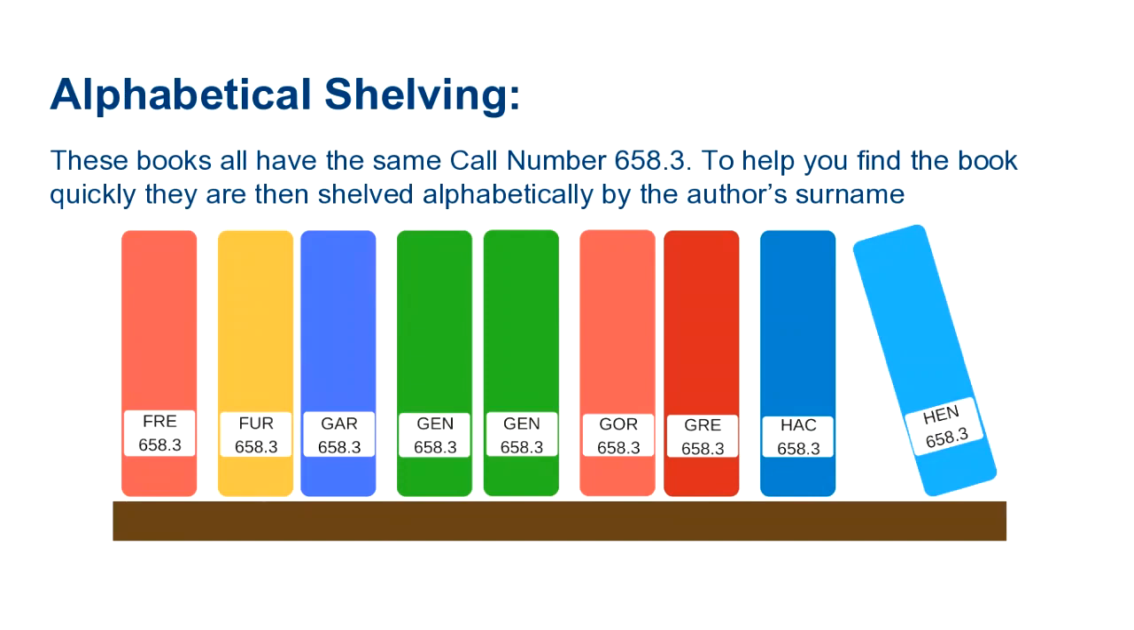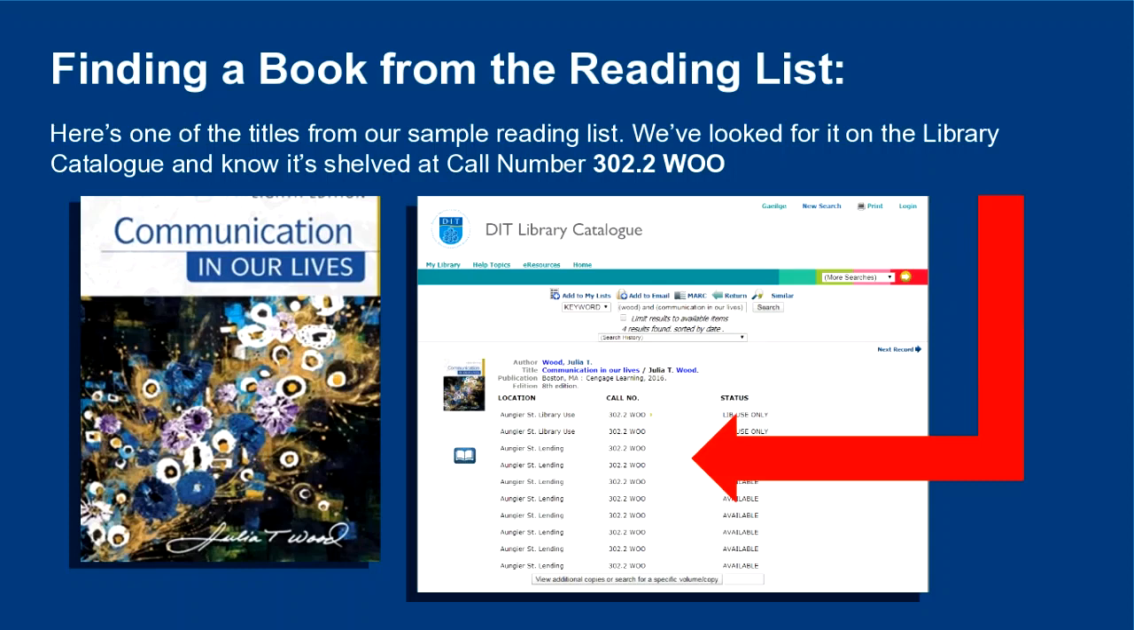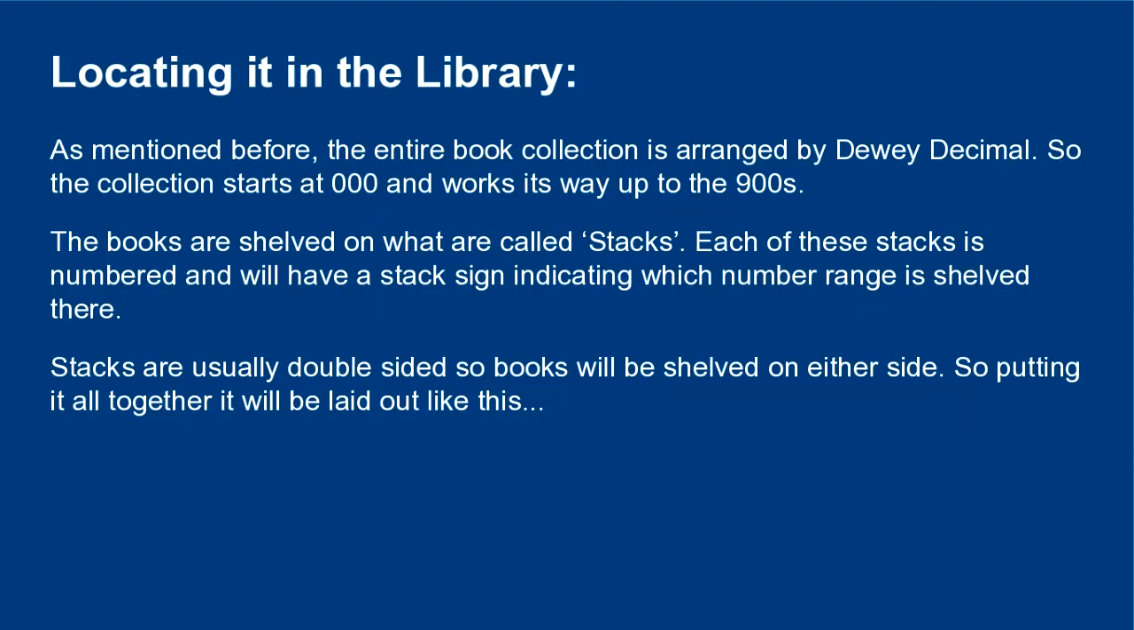To explain it a bit further, let's go back to one of our reading list examples. Here's one of the titles from our sample reading list. We looked for it on the Library Catalogue and know it's shelved at call number 302.2 WOO. So we need to make a note of that. Don't forget to make a note of the edition also. As mentioned before, the entire book collection is arranged by Dewey Decimal. So the collection starts at 000 and works its way up to the 900s.